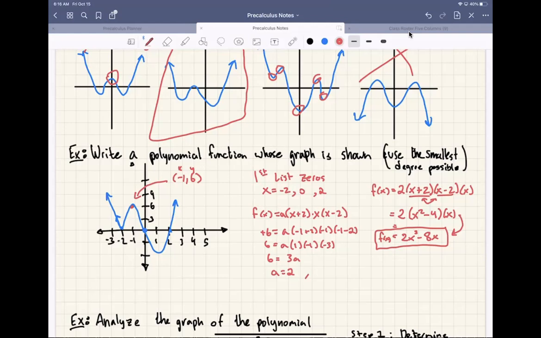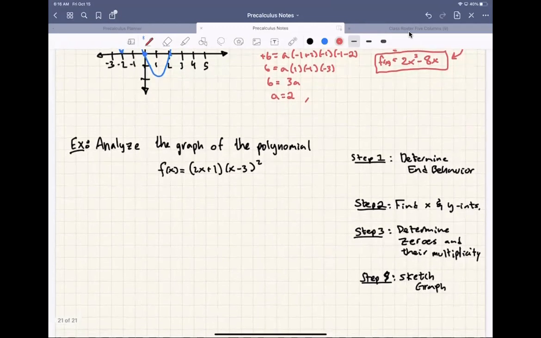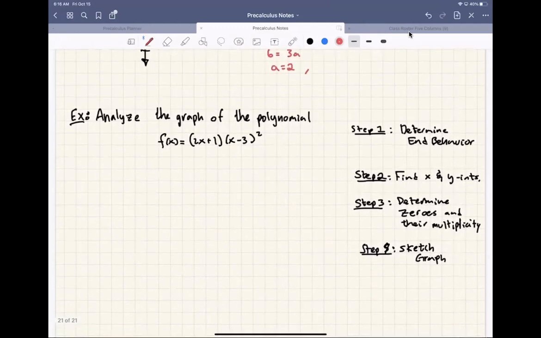And all right, guys, just one more thing to go over, and that's analyze the graph of a polynomial function. We have the 4 steps to analyze the graph. We're going to determine end behavior. We're going to find x and y intercepts, and we're going to determine zeros and their multiplicities, and finally sketch the graph. So how do we determine end behavior?